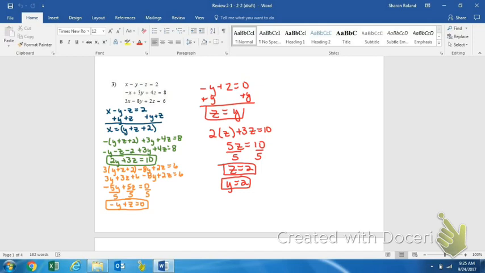So I'm going to plug that back into the equation that's blue that we wrote. That's x equals y plus z plus 2. Okay, so we know that y is 2, z is 2, plus 2. So x equals 6. So the ordered triple is 6, 2, 2. There's your answer.